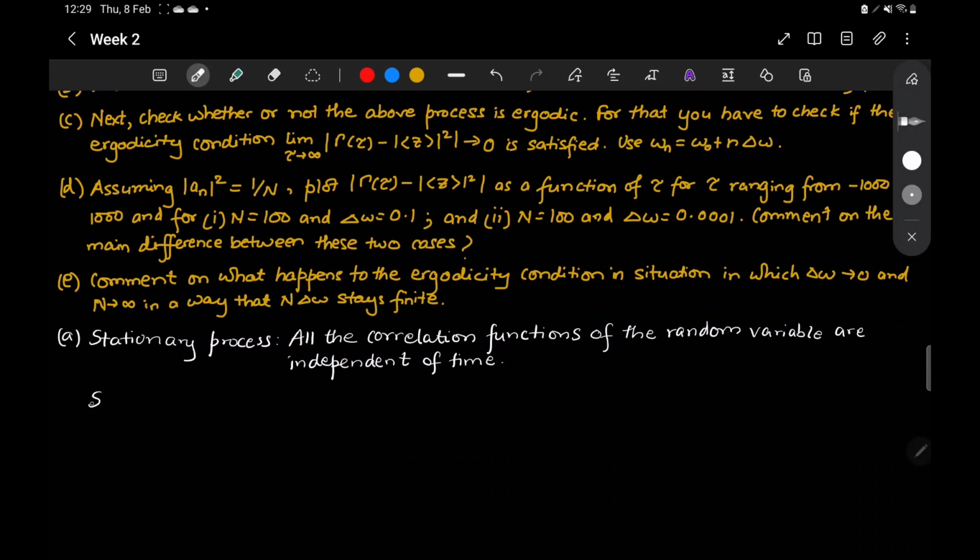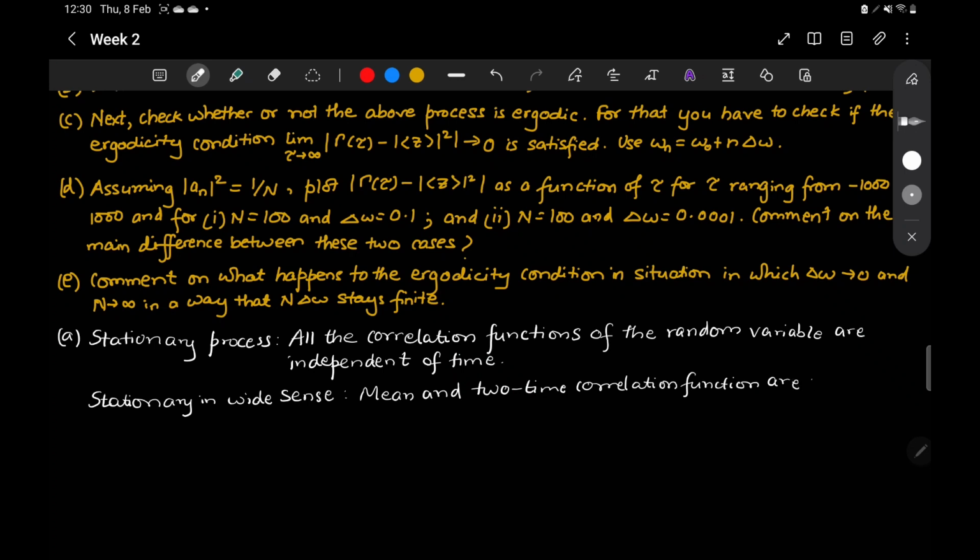And wide sense stationarity would be that the mean and the 2-point correlation function, the 2-time correlation function, should be independent of time.